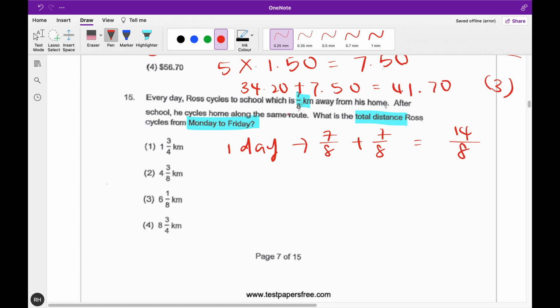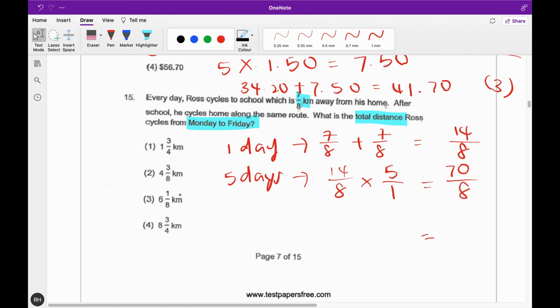Next, we're going to find the total distance from Monday to Friday. So Monday to Friday, that's a total of 5 days. So we're going to times 5. So times 5, 5 is 5 over 1. 14 times 5 will give us 70. And then 8 times 1 will give us 8. Next, we'll simplify or change this to a mixed number.